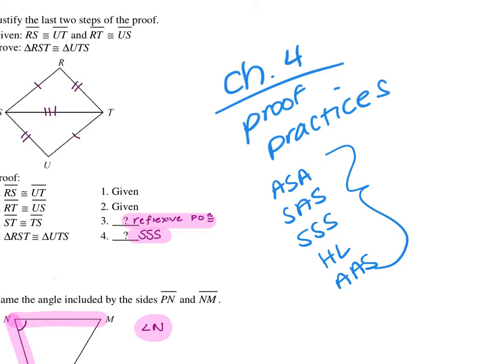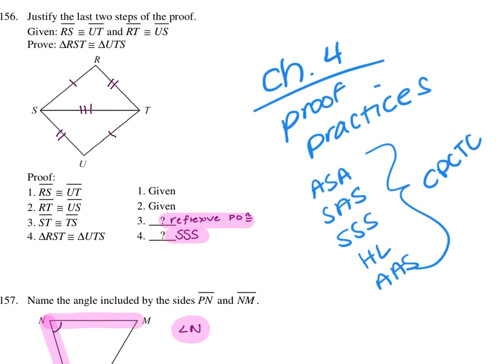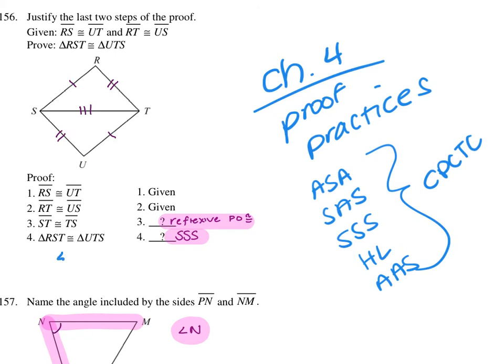So close. CPCTC. If I prove the triangles are congruent and then I prove an additional step, like if I look at 156 and I said angle TSU is congruent to angle RTS, then the reason would be CPCTC. So be prepared for proofs on congruent triangles, which, again, in chapter 4, we did a lot of proof practice.